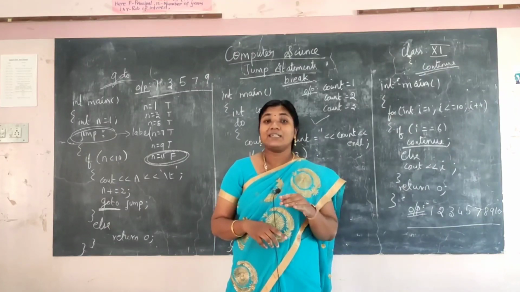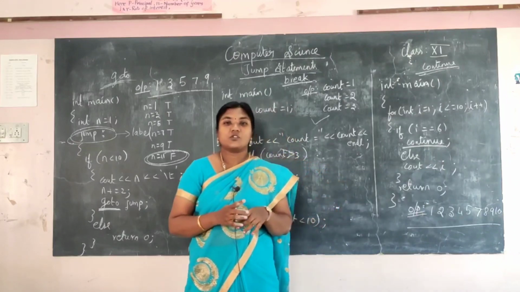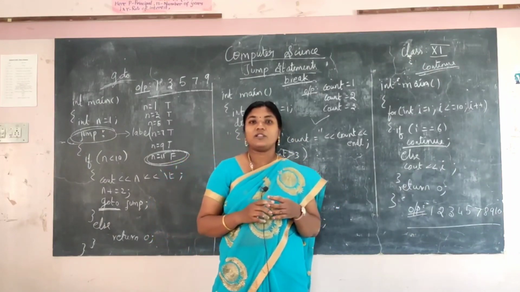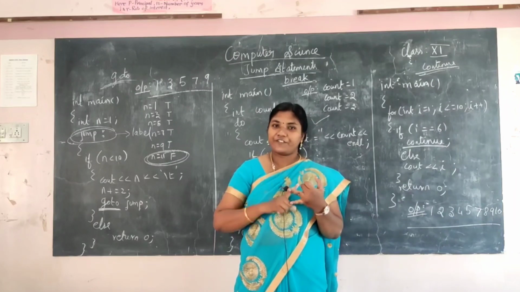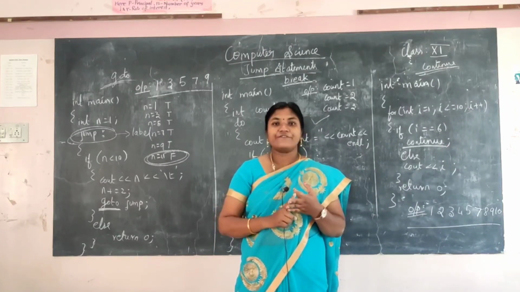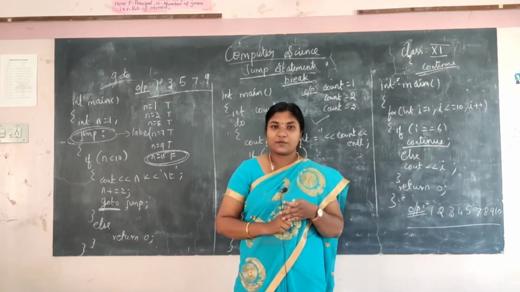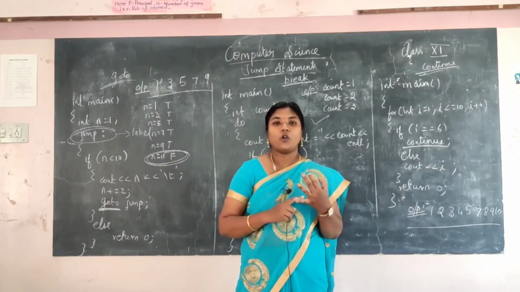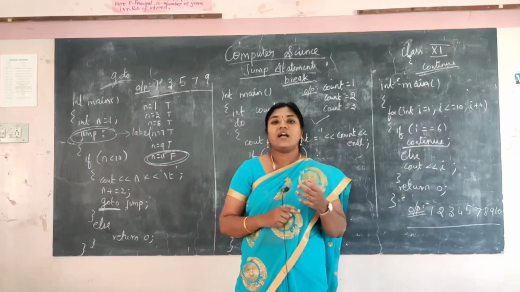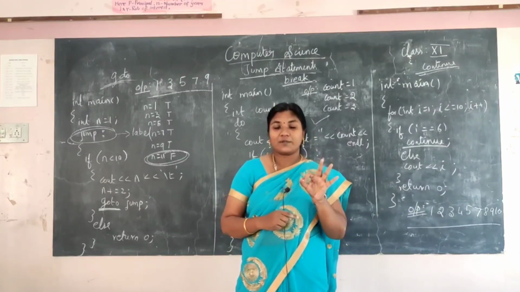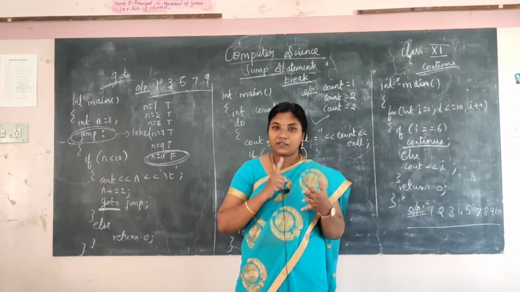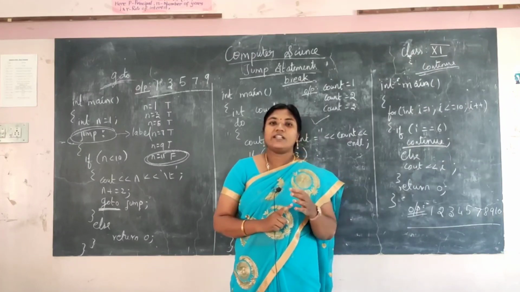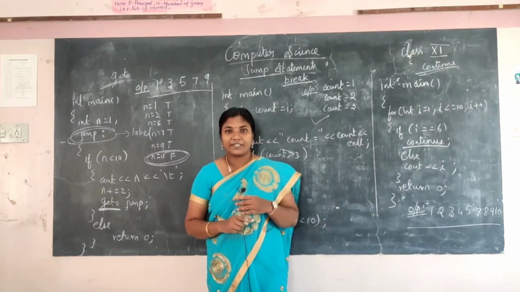Okay, so this is chapter 10, flow of control. In this chapter we have learnt about the if statement, if else statement, if else if ladder, nested if statement, switch statement, and then we have seen the 3 looping statements, for loop, while loop and do while loop, and also we have seen the 3 jump statements, goto, break and continue. Clear? So I think we are very clear with this chapter.